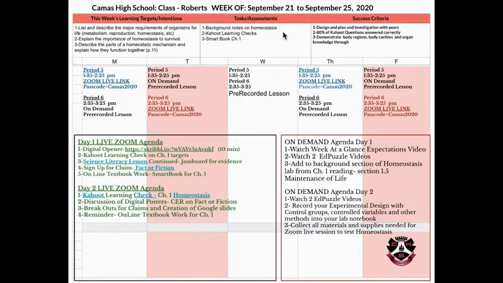So your first task in this lab investigation design is that you're going to take some notes on it. Second thing is you're going to do some Kahoot learning checks so that we know where you're at before you actually take your Chapter 1 test. And then number three, take a look at the Smart Book Chapter 1.